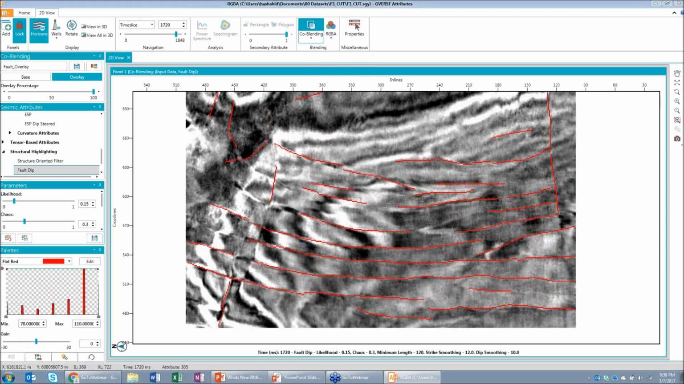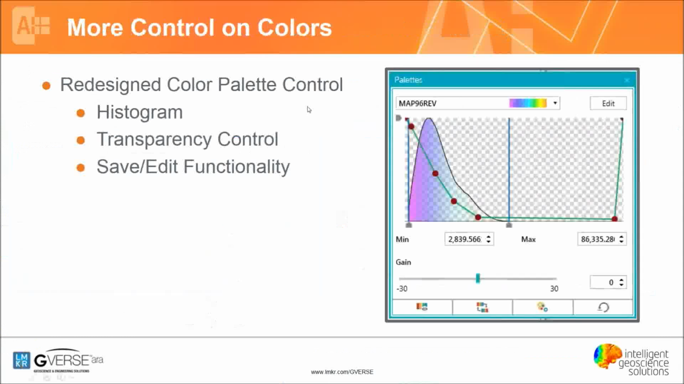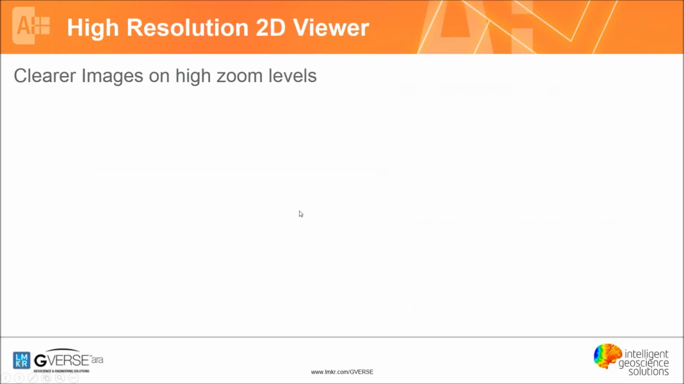So all of these tools are really important when you're doing attribute analysis, and we've tried to provide them all together in one application. So we have a lot of small enhancements as well, like the redesigned color palette control. I talked about that earlier as well. So you have control for transparencies, sliders for controlling your range, and a histogram incorporated in there to see how your data is distributed. You can also edit your color palettes and create your own customized color palettes as well.